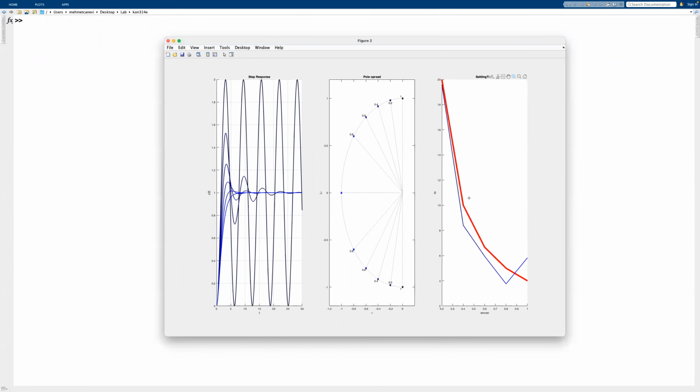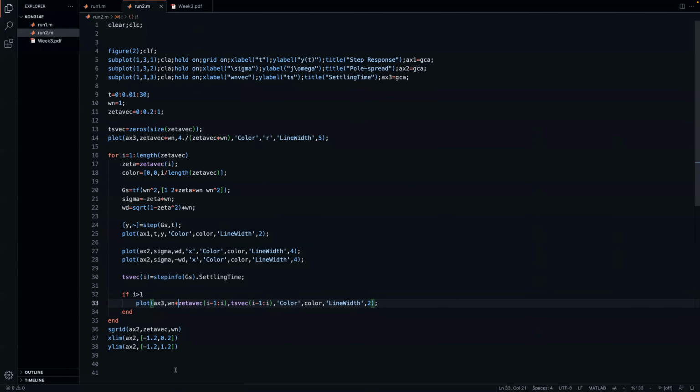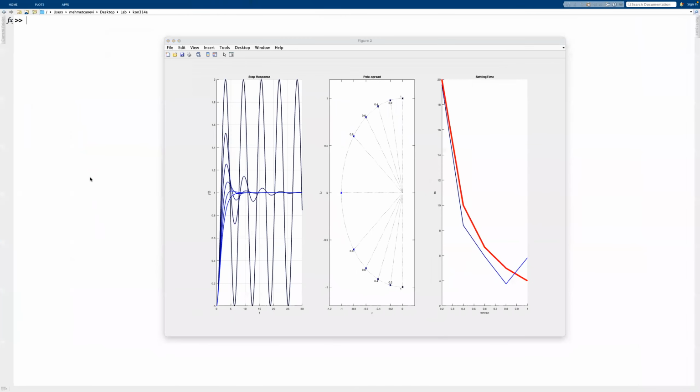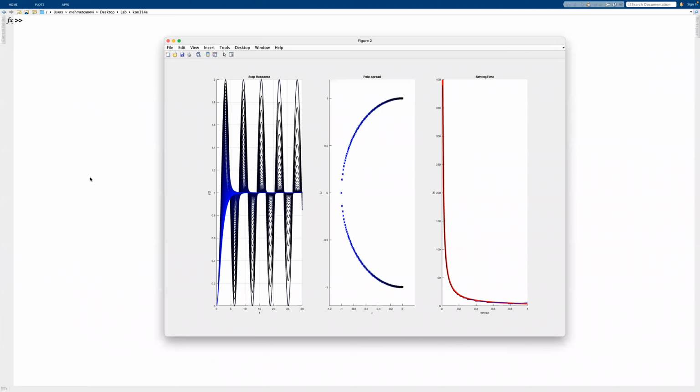So this doesn't seem like it matches the settling time values, but I'm going to again remove the S grid here, which was exactly here. And I'm going to increase the amount of points that we look at. And you can see now it does actually match the settling time values, even though it does match the settling time line. So the model kind of works.